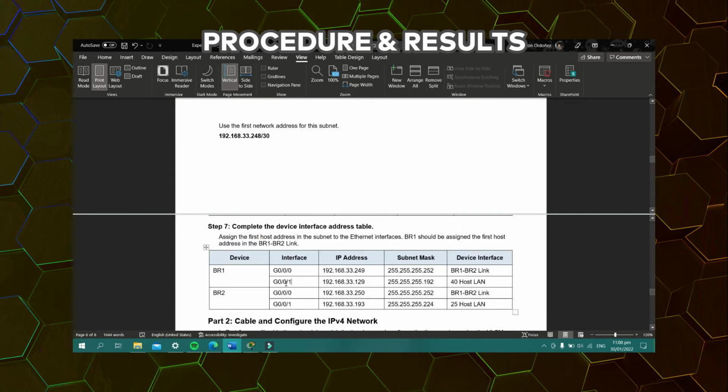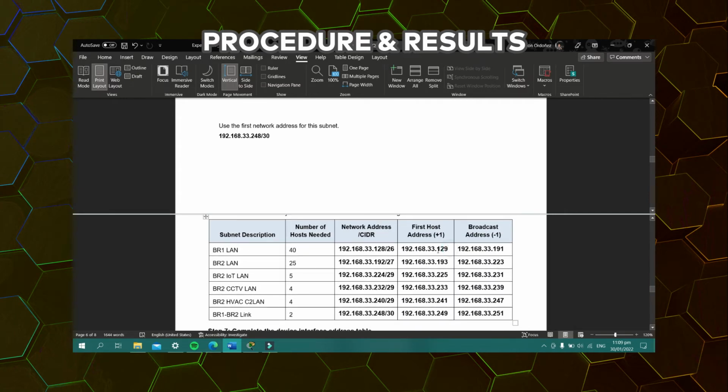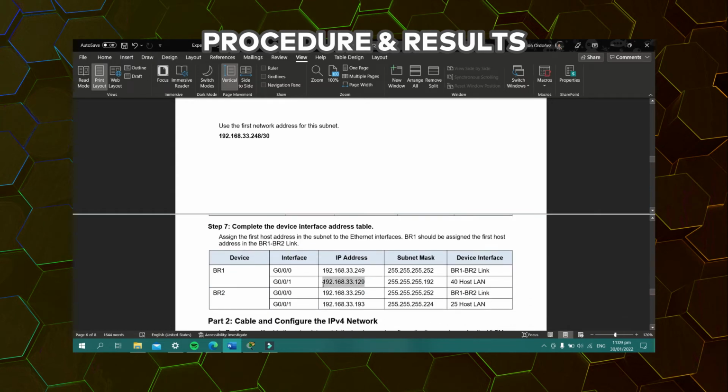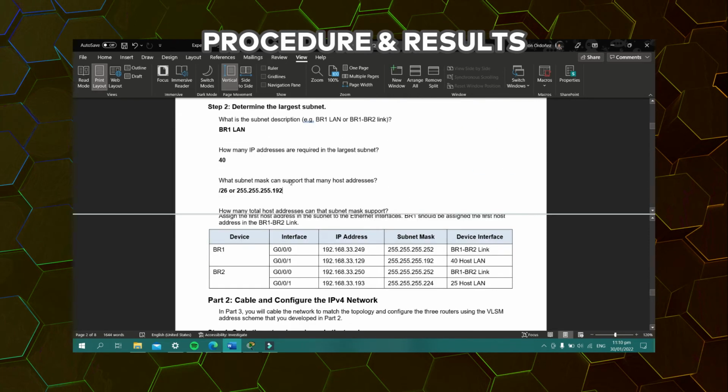Next, for the G0/0/1, it uses the 40 host LAN. So for the 40 host LAN, it is BR1. The first host address would be 192.168.33.129, so it would be the used IP address. And for the BR1 LAN, it uses a /26 subnet mask, which is equivalent to 255.255.255.192.